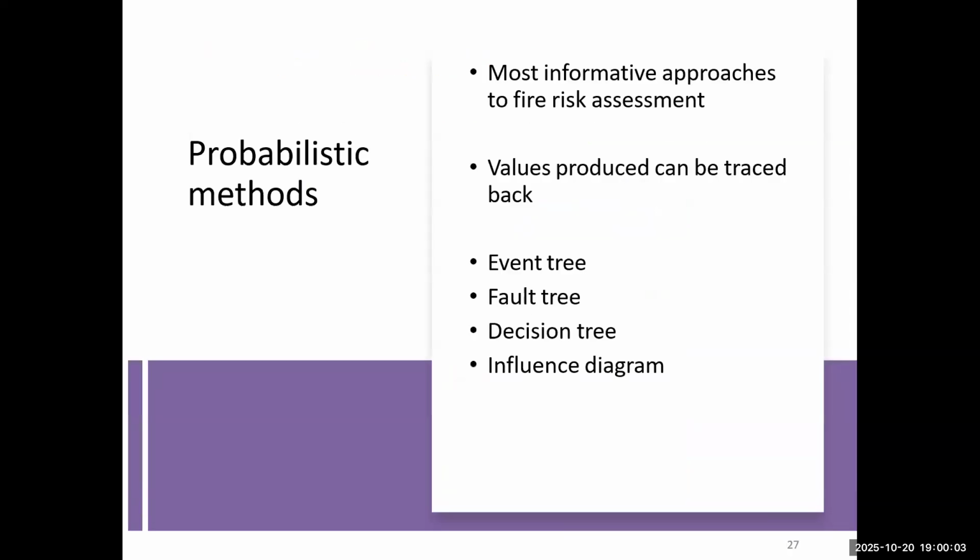Okay, so this is our most important part today. It is the probabilistic method. For the most informative and rigorous assessment, we turn to the probabilistic method. This approach allows us to trace the values we produce all the way back to their fundamental assumptions. So we have tools like event trees, mapping the possible sequences of events after the fire ignites. And we also have fault trees, which work back from the system failure to find all its possible causes. So they allow us to model complicated systems and understand not just what might happen, but how likely it is to happen.